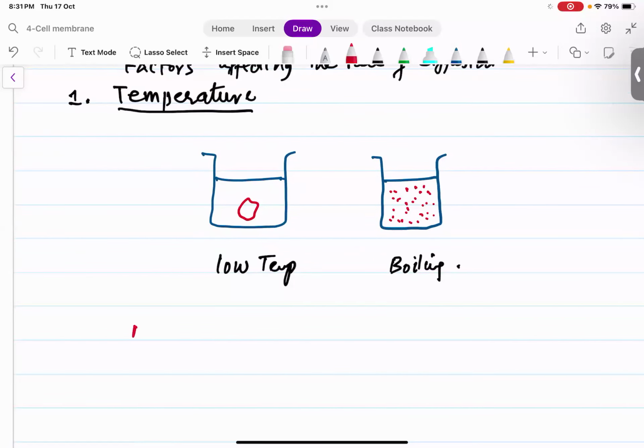So more temperature, more kinetic energy, more random mixing of the molecules, and a higher rate of diffusion.